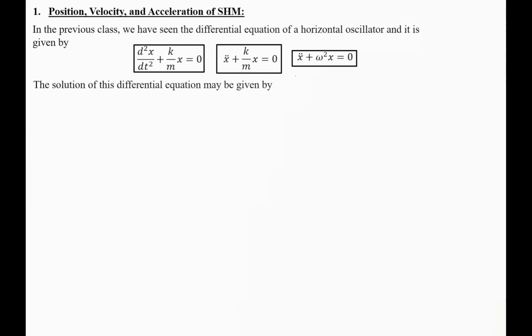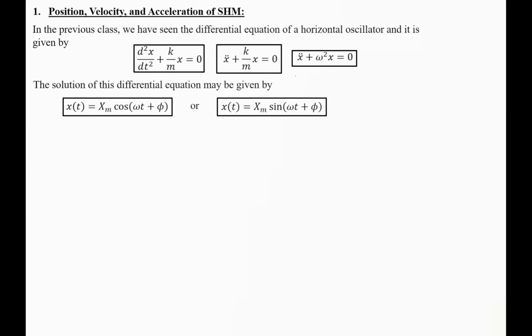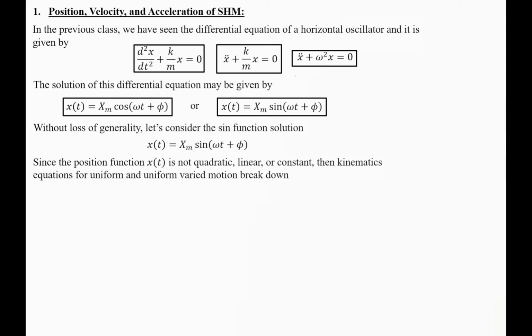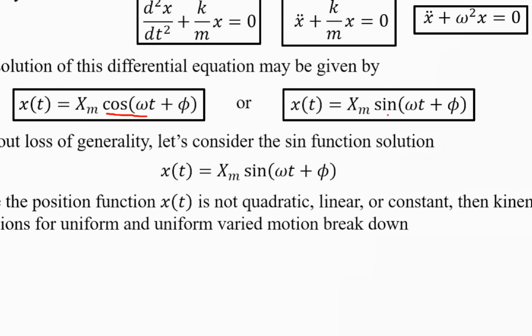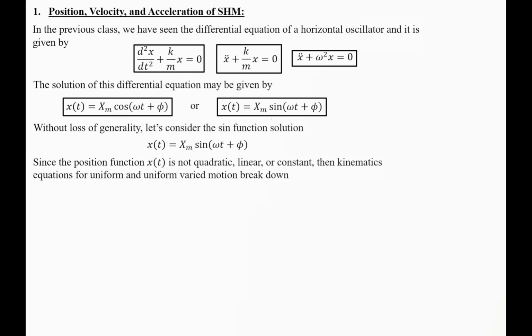The solution of this differential equation may be given by x_m cosine(omega t plus phi) or x_m sine(omega t plus phi). And without loss of generality, let's consider the sine function solution. What I mean is that all of the discussion that we will do can be done either on sine or on cosine. They are perfectly the same.